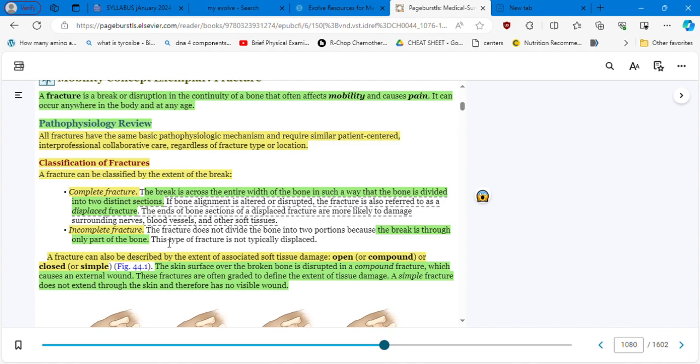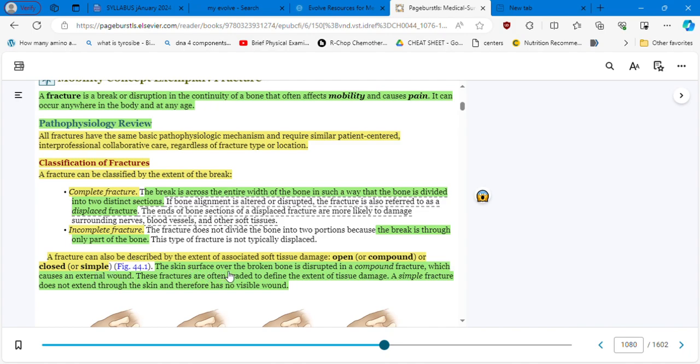Incomplete fracture: the fracture does not divide the bone into two portions because the break is through only part of the bone. Okay, a fracture can also be described by the extent of associated soft tissue damage. It could be open or compound, or closed or simple. So if I refer to a fracture as compound, you understand it's an open fracture, right? The same if I mention a simple fracture, it means it's a closed fracture.